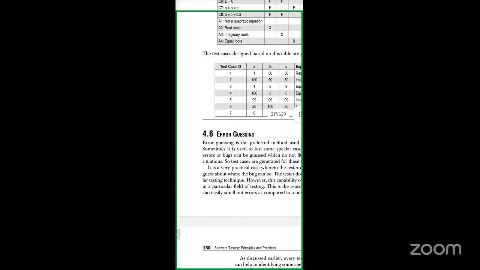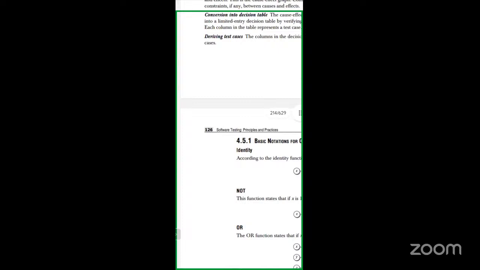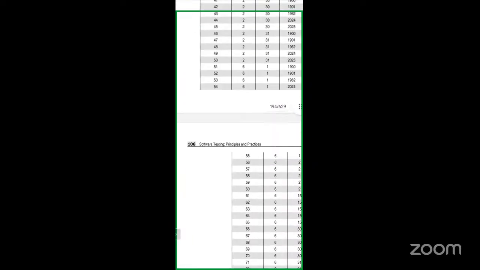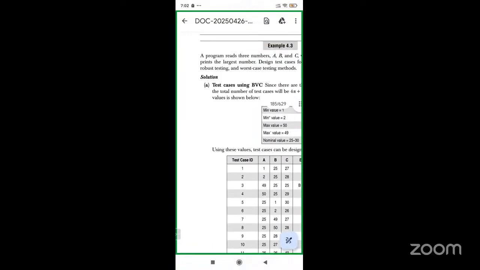Okay, then we have error guessing. That is where we have some errors, and how we check with those errors is our error guessing. So this is related to our testings. Okay, that is our black box testing as a whole, separately.